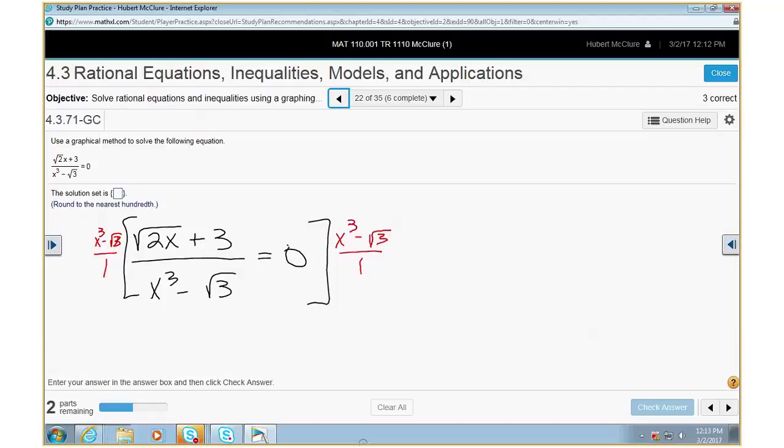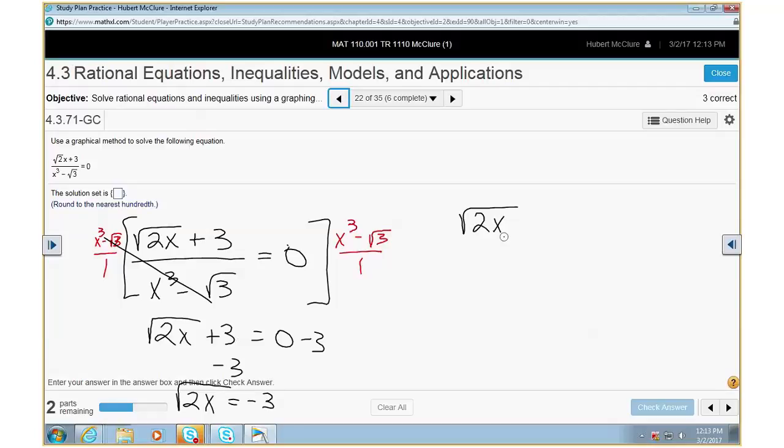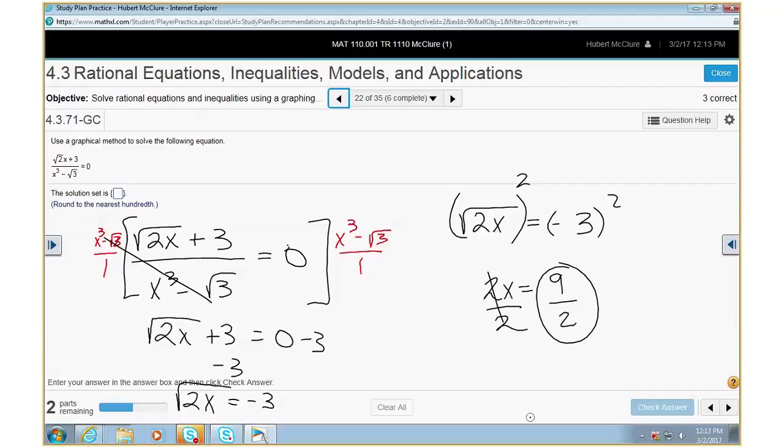And that's going to give you 2x plus 3 is equal to 0, minus 3, minus 3. Square root of 2x is equal to negative 3. How do you undo the square root? Square both sides. Oops. 2x is equal to 9 divided by 2. X is 9/2.